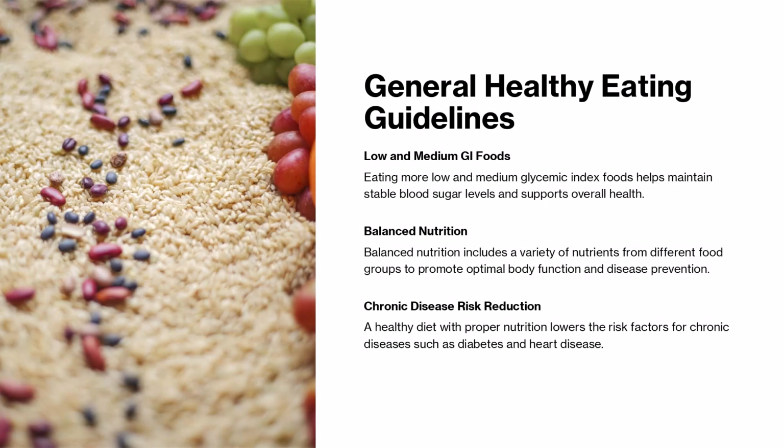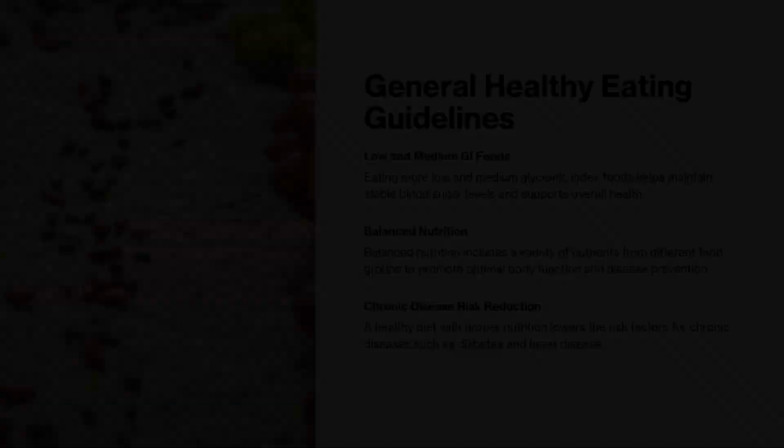General healthy eating guidelines. In general, consuming more low and medium GI foods helps maintain stable blood sugar and supports overall health. Balanced nutrition. Incorporating a variety of nutrients from different food groups promotes optimal body function and reduces the risk of chronic diseases like diabetes and heart disease.